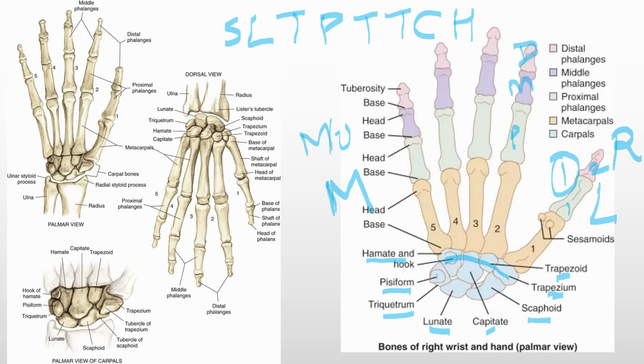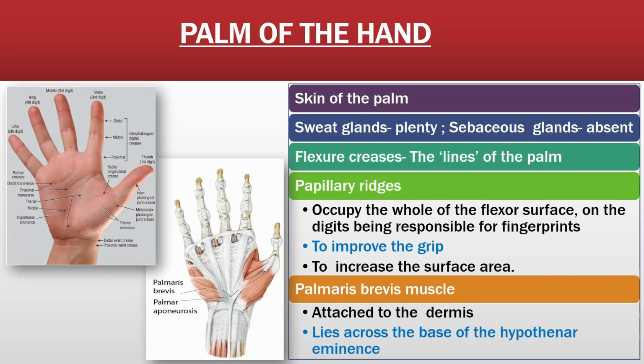Then coming to the palm of the hand, we have a palmar surface and a dorsal surface. On the palmar surface, the skin is very thick and very tightly adherent to the underlying structures. There are plenty of sweat glands present, and you can see numerous flexor creases. These flexor creases develop during the birth process in the womb because of the flexed position of the infant. Then there are the papillary creases, which occupy the flexor surface of the digits and have different shapes.